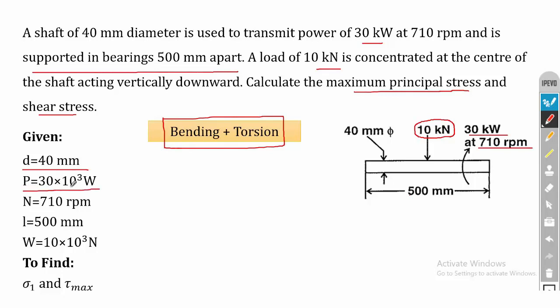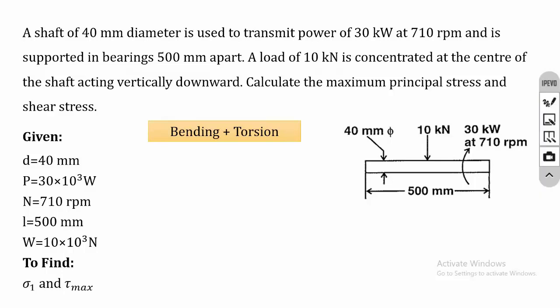The power is 30 kilowatt, so 30 into 10 power 3 watt. The speed is 710 rpm. Then the length of the shaft is 500 mm. Then the concentrated load acting at the center is 10 kilonewton, so it is 10 into 10 power 3 Newton. So we have to find sigma 1 and tau max.